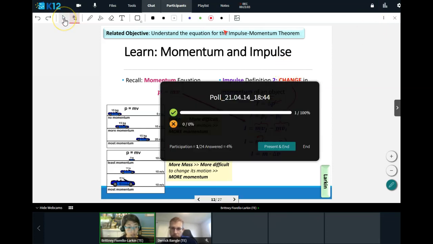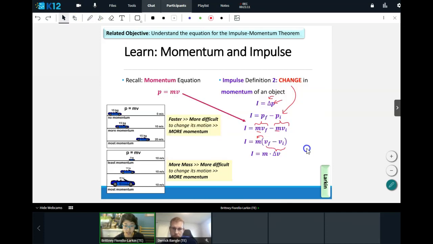There are two equations for impulse based on our definitions of impulse. We have two definitions and two equations. Excellent. So let's go ahead and talk about relating those two definitions together.